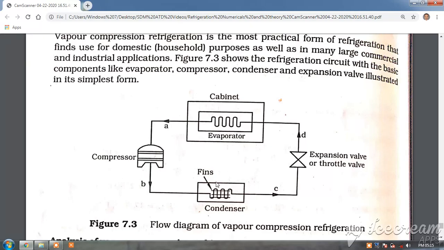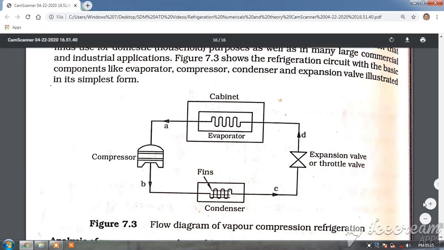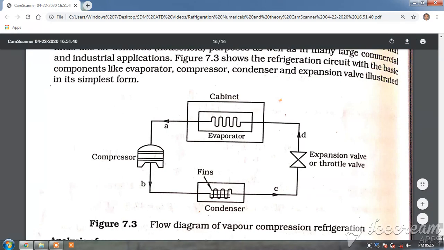Then it goes to the condenser. The condenser rejects the heat to the atmosphere, so again it becomes high pressure liquid. And last is an expansion valve or throttle valve, where the pressure is reduced and you get low pressure liquid again. So D is low pressure liquid. So these four things, this is a flow diagram of the VCR.